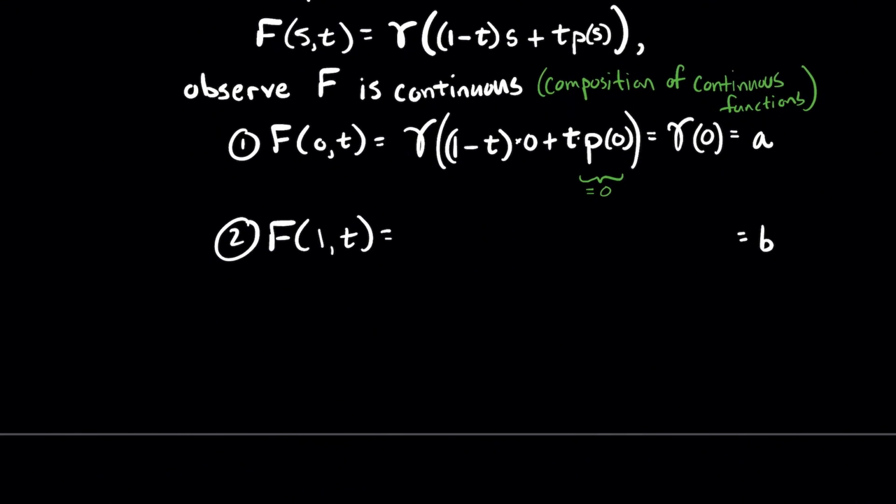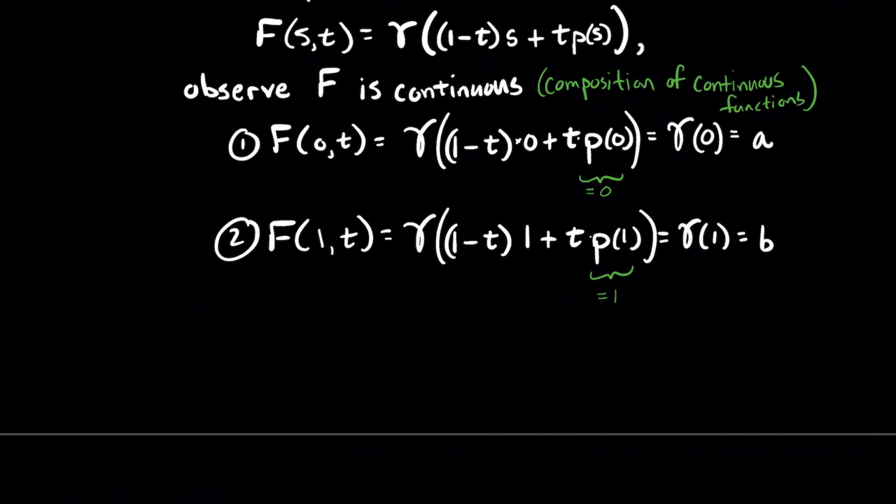Number 2, we've got to verify that when you plug in 1 for s that you get B. Well, same thing. Plug in 1 for s into your formula, and what you know is that p of 1 is 1 by definition of p. So this just reduces down to gamma of 1, and you know gamma ends at B, so we're good.